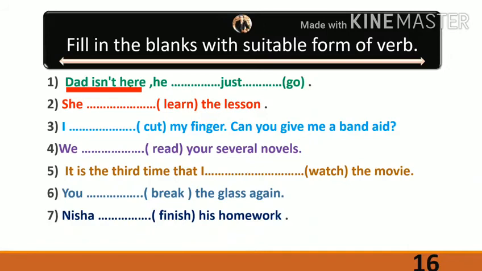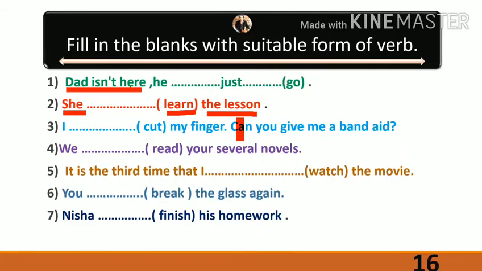If we talk about the second example, "She dash learn the lesson." Here she is announcing that she has learned the lesson. Here the second rule is applicable, where we announce or give information that I have done, I have written, I have played. Have you written the letter? So in the second rule, as we have discussed, when we give or announce something, you can write like this.